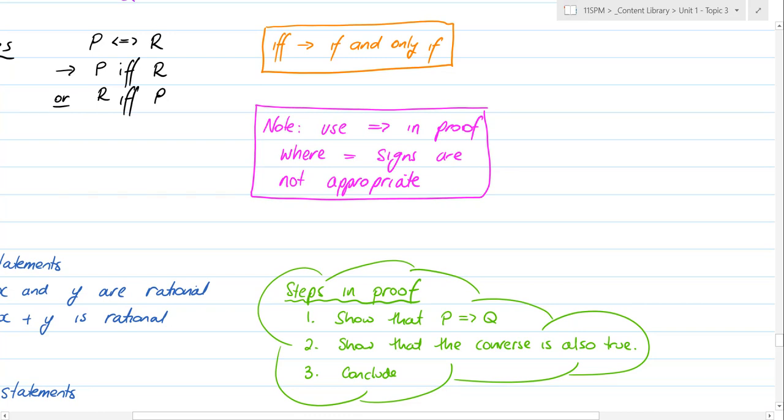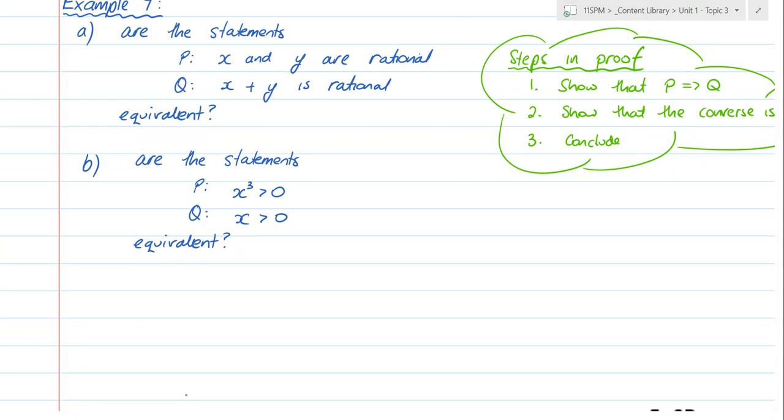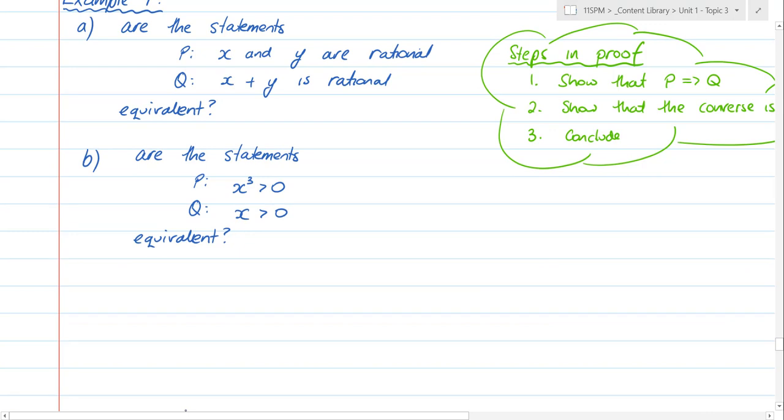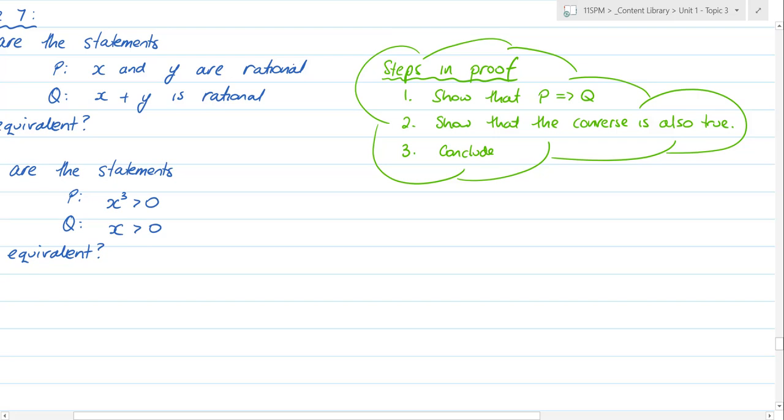Is that all right? Okay, so let's talk about example 7. I've just made a bit of space. I'm going to make a little bit more. Example 7: are the statements, so this is 7 part A. Are they true? To show the steps in proof, to show that they are true, we have to show that P implies Q and also show that the converse is also true.